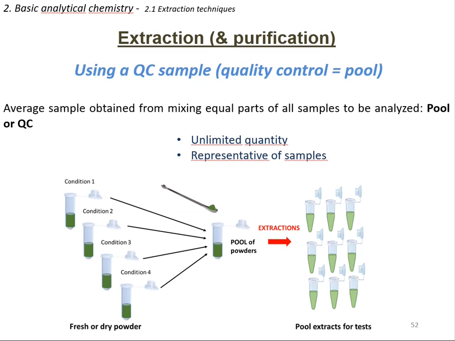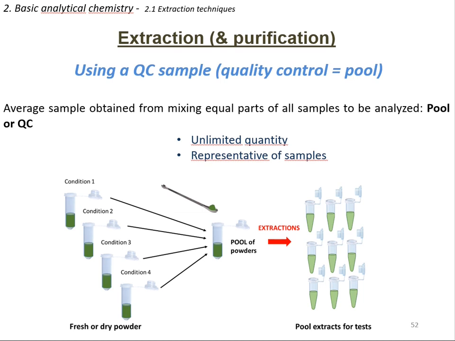We have to mention the use of a QC sample, the quality control, that we also call the pool. The idea is to make a pool of all your samples. So you take a small amount of each sample and you gather it in what we call a pool or quality control. And you can use this to make many extraction tests.